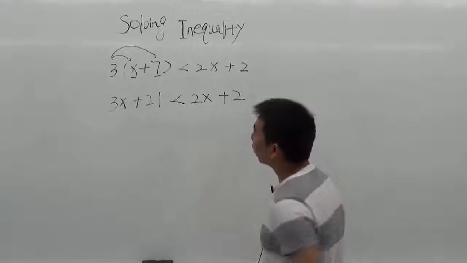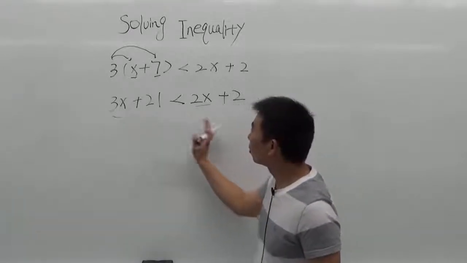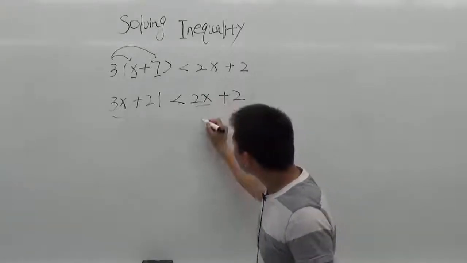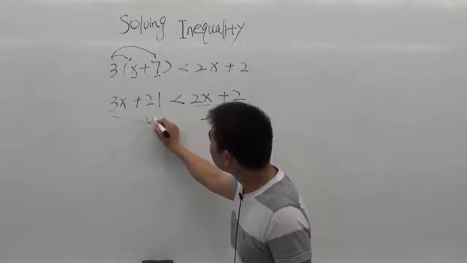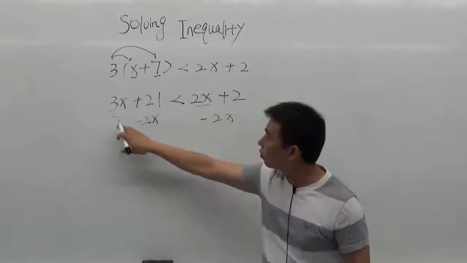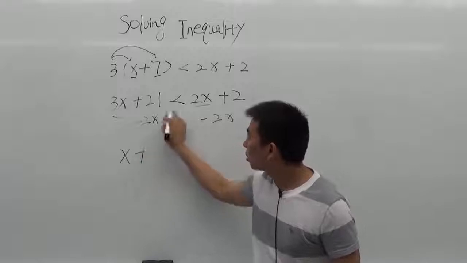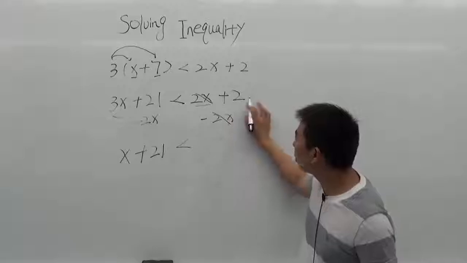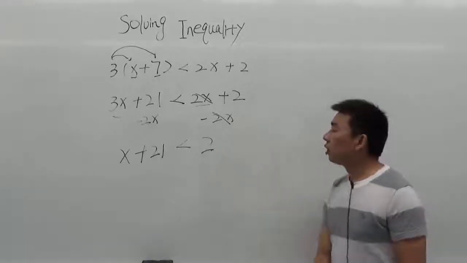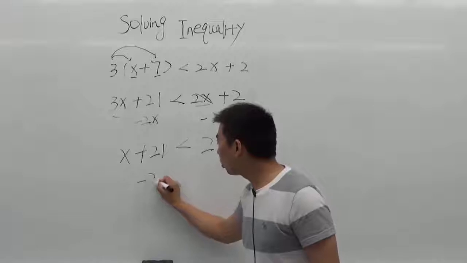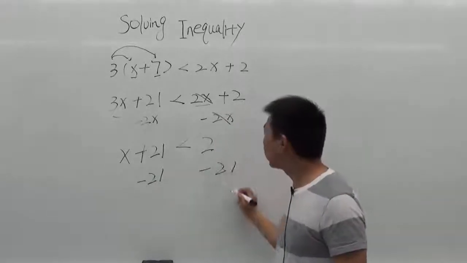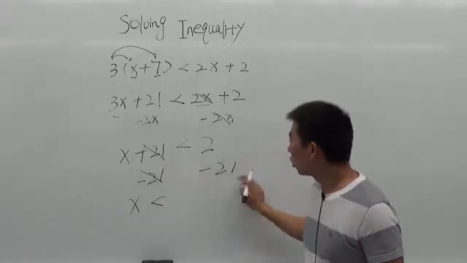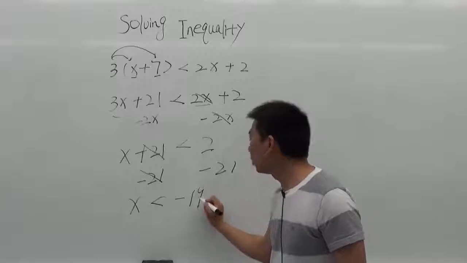This one is very easy. We have x terms on both sides, so just do the same thing as the previous one. Here's 2x. We just subtract 2x from both sides. Then simplify it. 3x minus 2x gives us x, plus 21, the number does not change, less than, 2x cancels out, then we have 2 here. Then move the number to the other side. Subtract 21 from both sides. Then we have x, the 21 cancels out, left with 2 minus 21, which gives us negative 19.